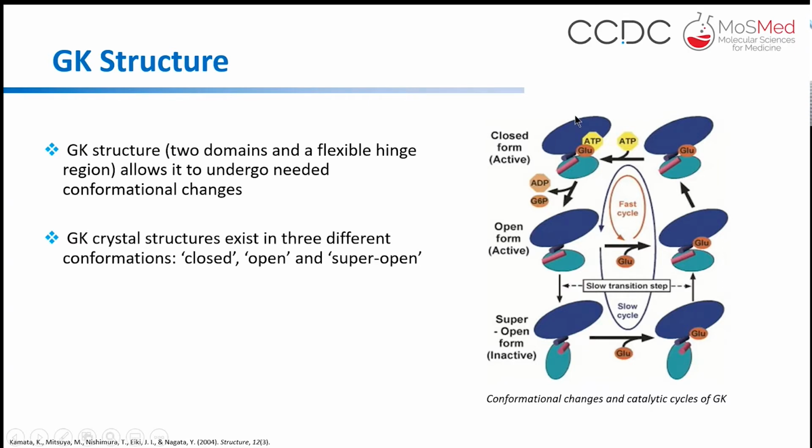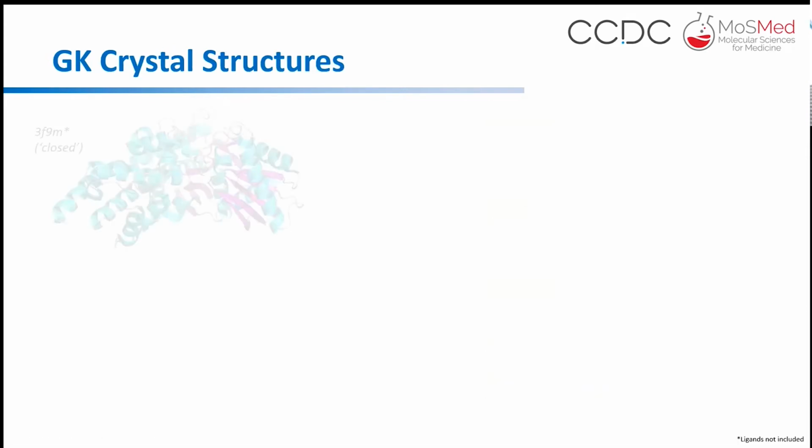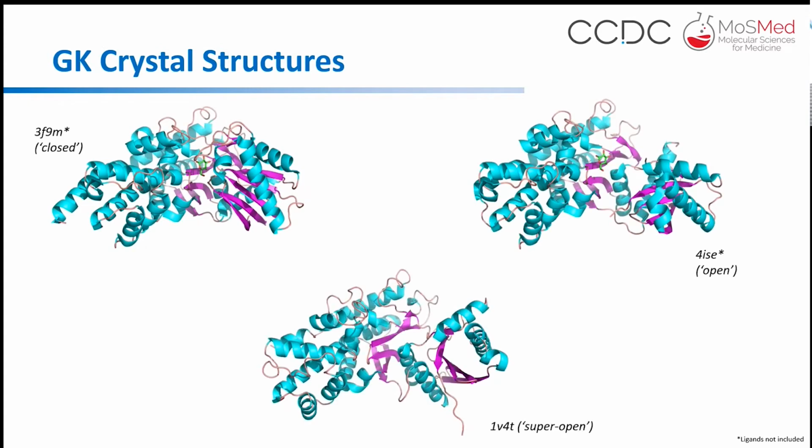When glucokinase is bound to glucose, it is in its closed form, its active form. And then as glucose gets transformed into glucose 6-phosphate, it opens up. And there it's still in the active form. It can either bind to glucose again, or it can open up completely and become inactive. The super open form is its apo form. This can also be seen in the crystal structures, where it is very clear how it opens up. In the closed and the open, it's bound to glucose. In the super open, it's not bound to glucose.